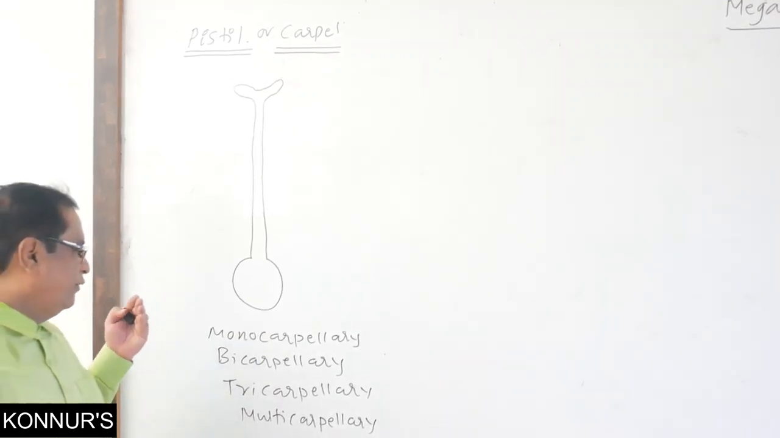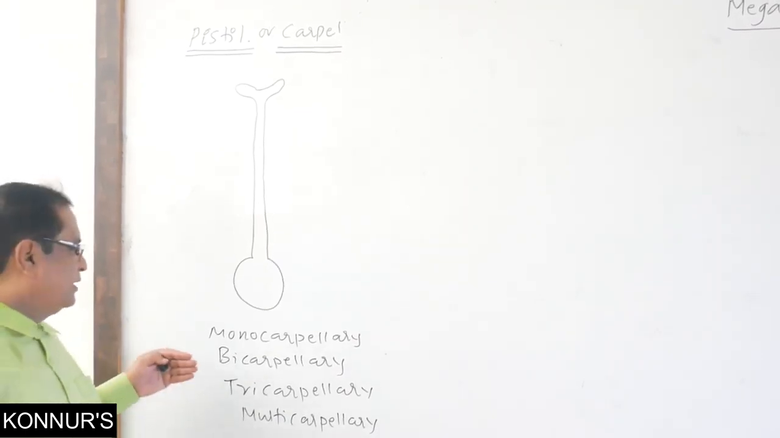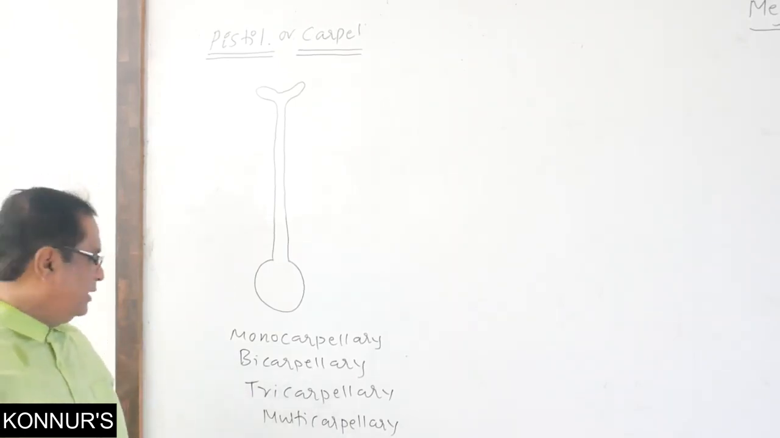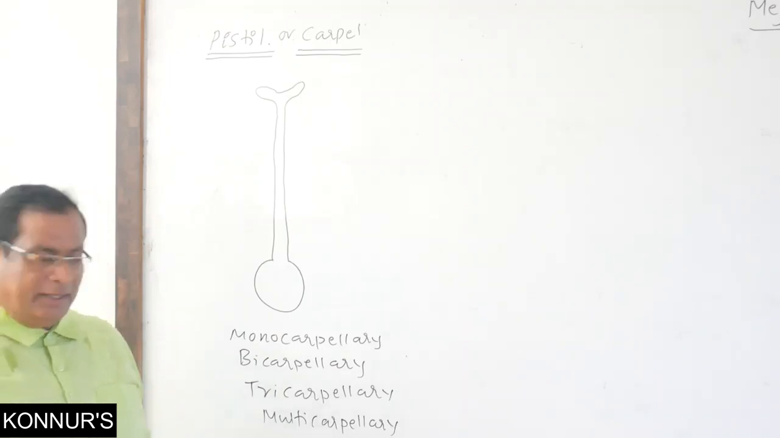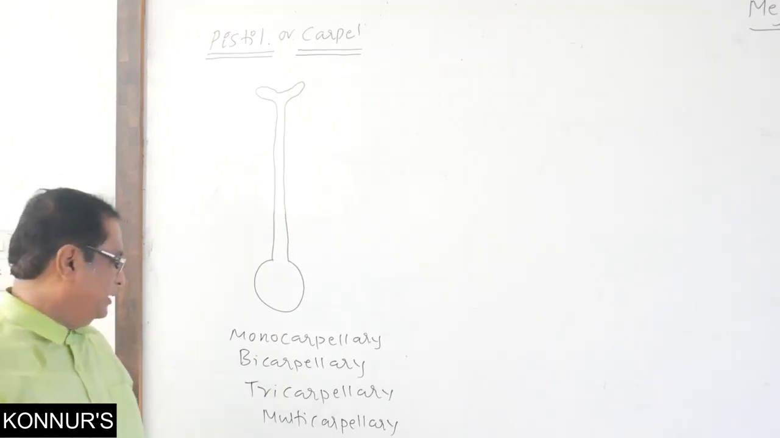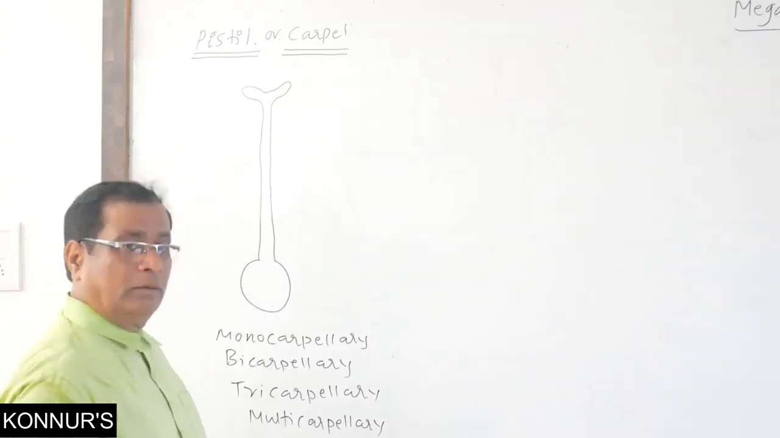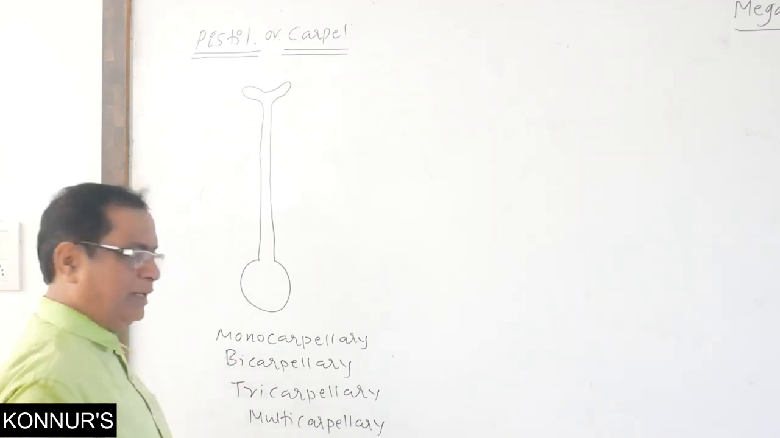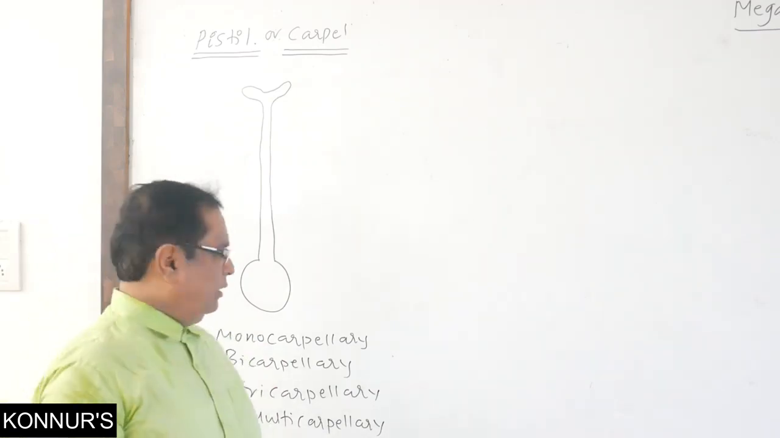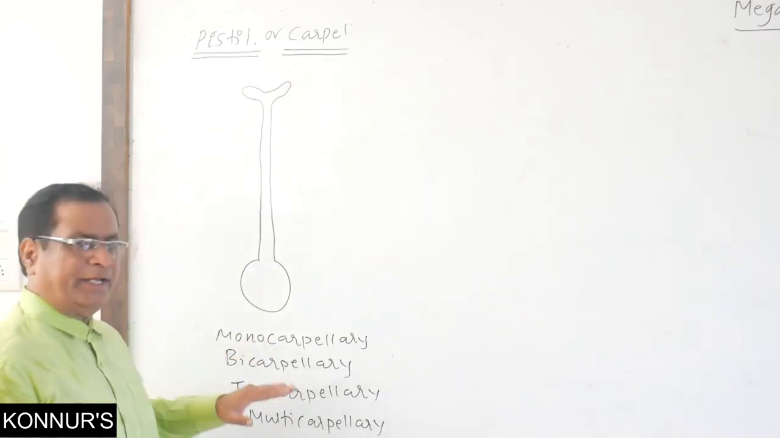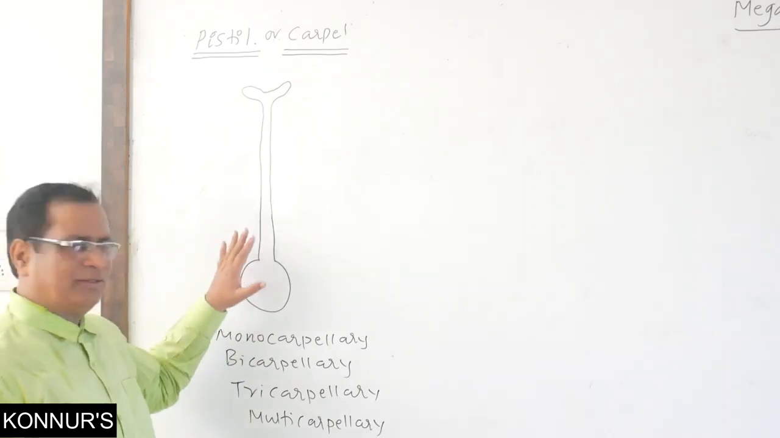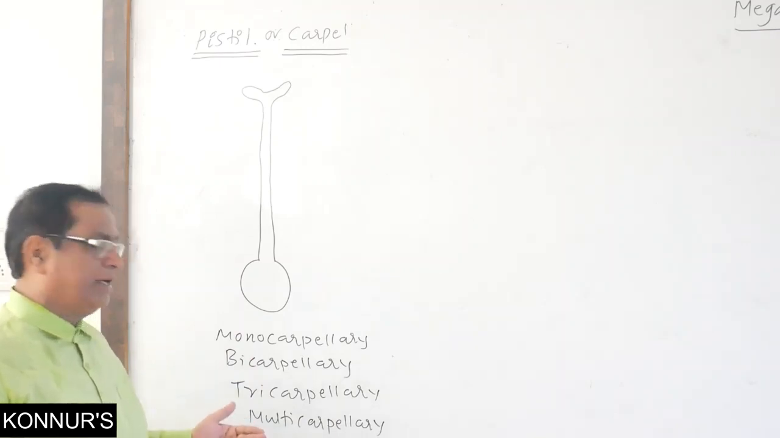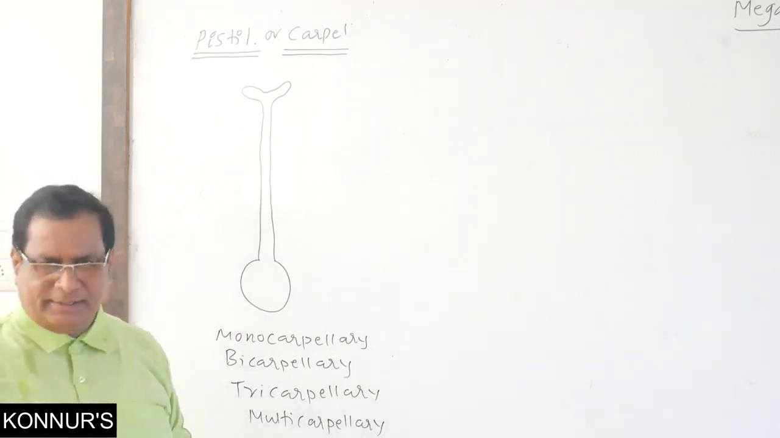It means if a single carpel is there, that is a monocarpellary flower. If there are two, bicarpellary. If there are three, tricarpellary, and more than three, that would be multicarpellary. If it is monocarpellary, it is present free only. But if it is bicarpellary, tricarpellary or multicarpellary, there will be two conditions.